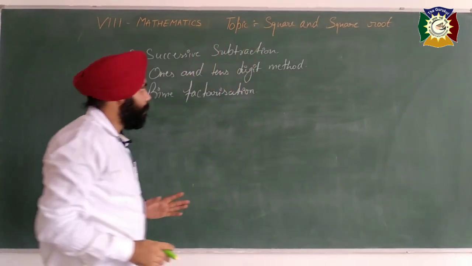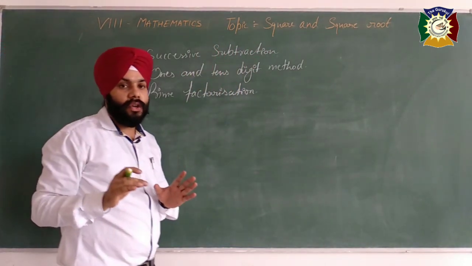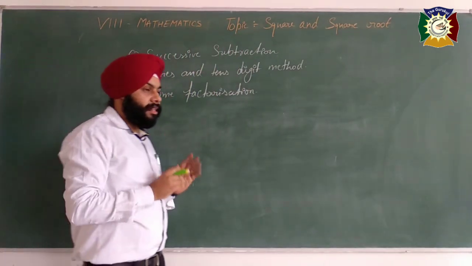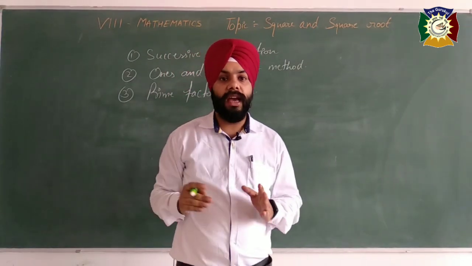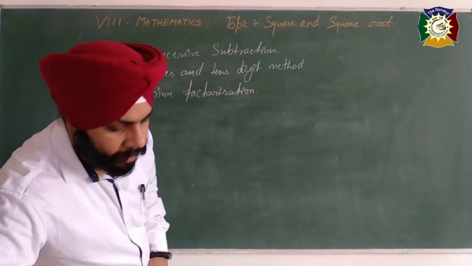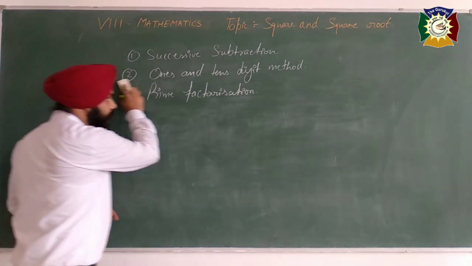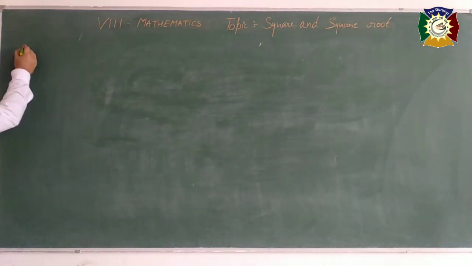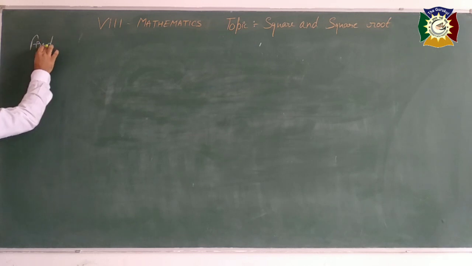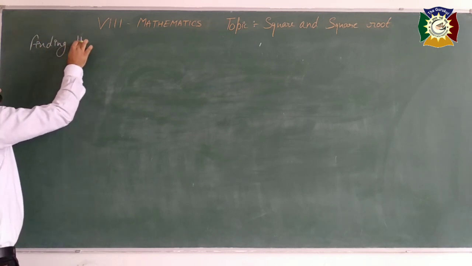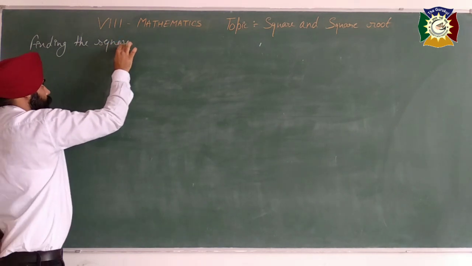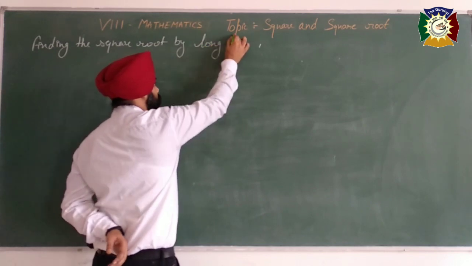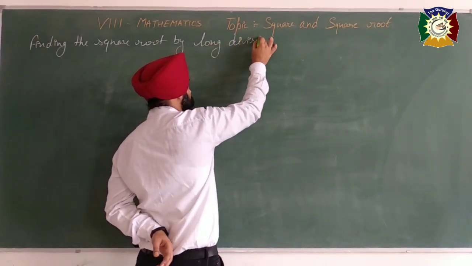But these three methods are applicable only when a perfect square number is of 3 or 4 digits. When a number is greater than 4 or 5 digits, at that time we have to use a different method. That method we will discuss today, and this method is known as the long division method. That is, finding the square root by long division method.